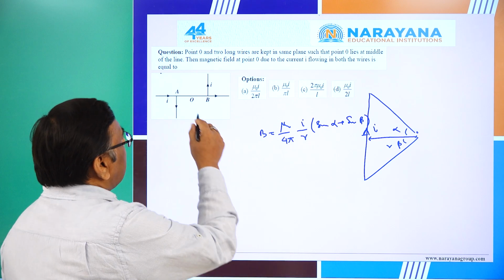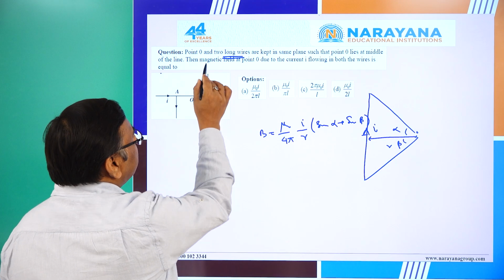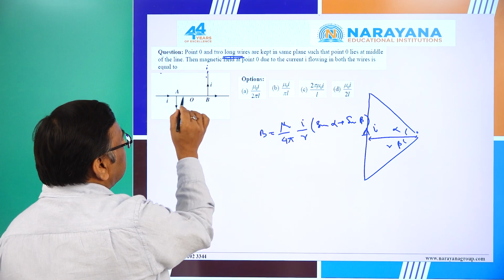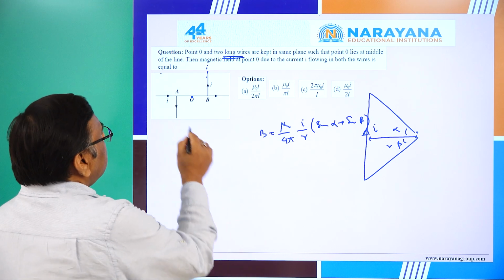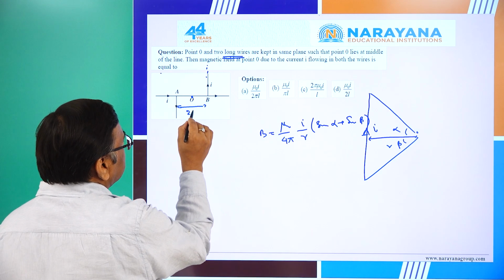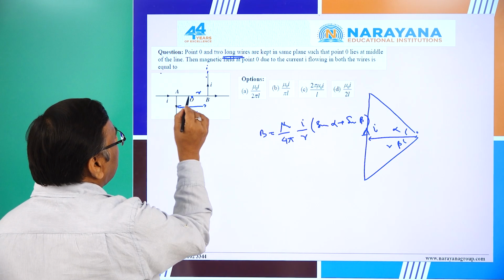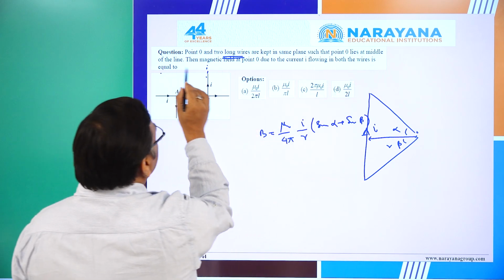But what the question is asking here, he is saying there are 2 long wires. If you see one wire here, let us say this wire is like this, and there is a point O somewhere here at the middle. The total distance, if I consider it to be 2r, so this distance is r, and this distance is r. It says kept in the same plane at the middle of the line.